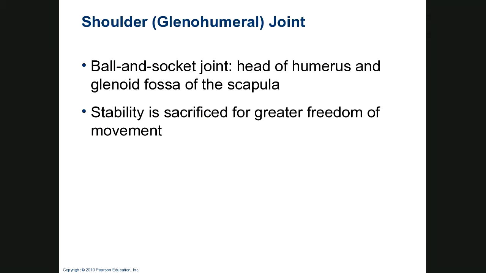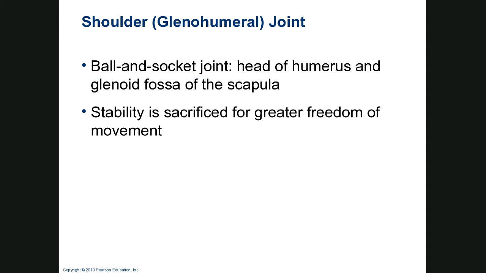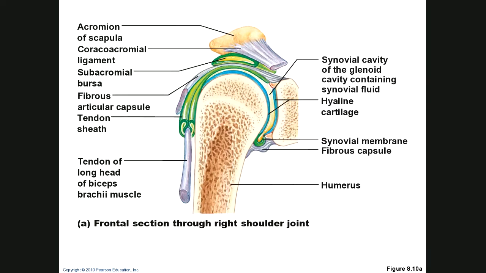Shoulder joint. And I apologize, but I'm probably not going to do this over. Okay, ball and socket joint, the head of the humerus and the glenoid fossa of the scapula. And there's less stability than there is in other joints because you get more freedom of movement. So here is our glenoid cavity, and here is the head of the humerus. So this is our articulation.